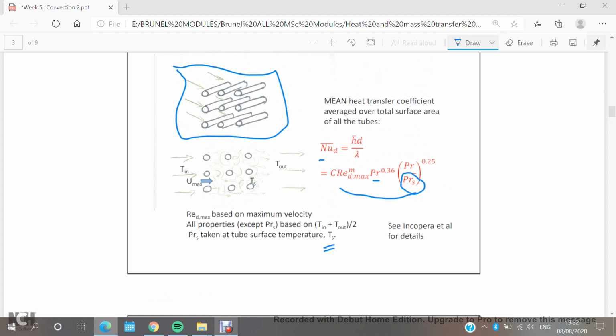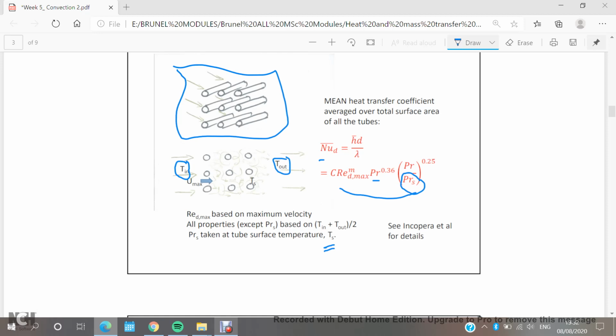For example, if I have here the bank of tubes or pipes, and the flow at the inlet has a temperature T in, and after touching these surfaces the flow comes out with a temperature called T out.